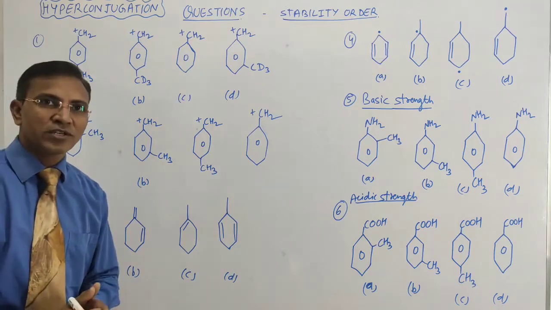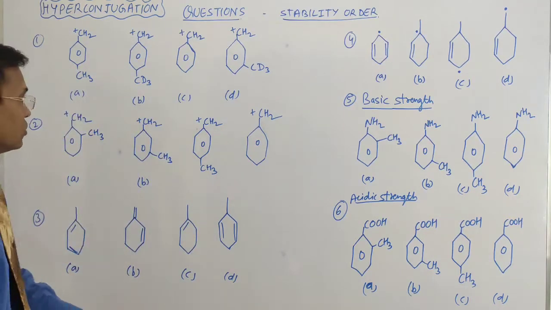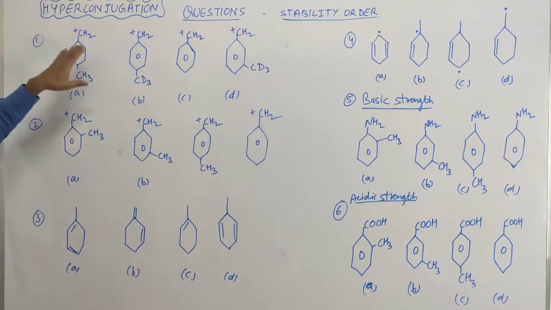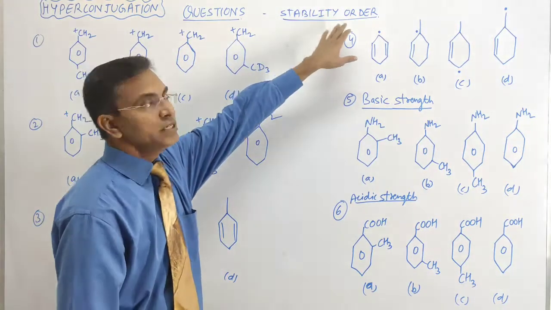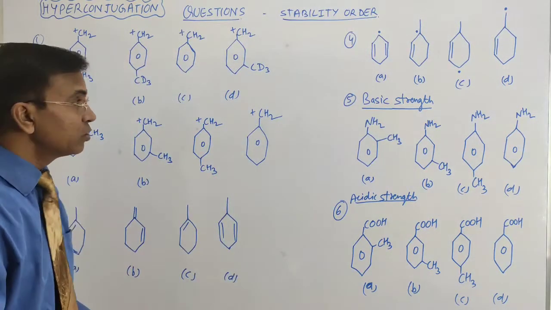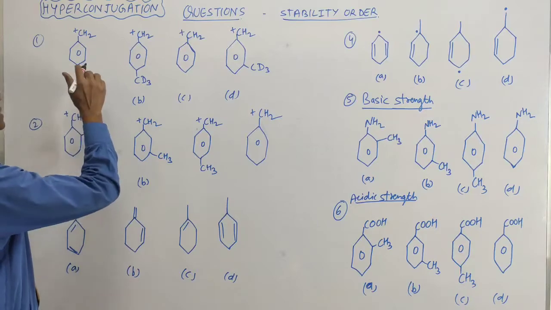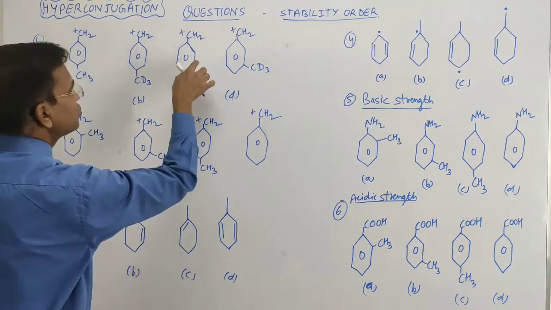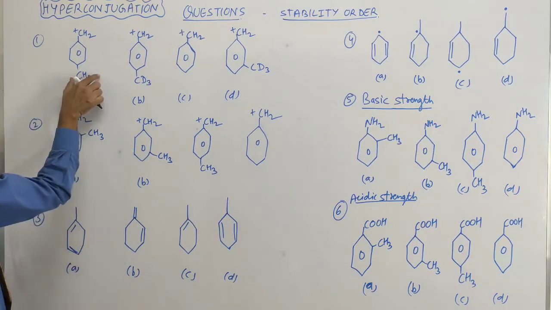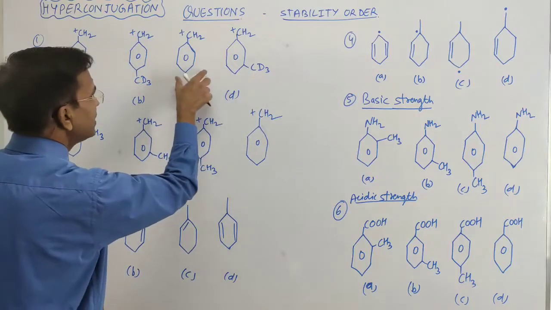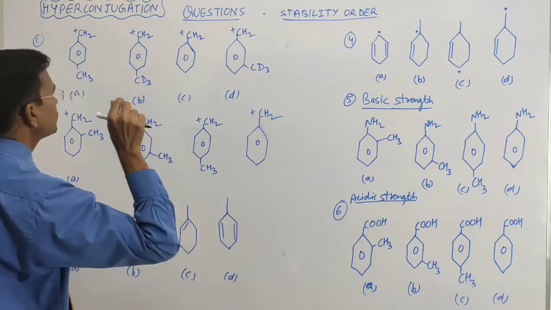So here are some more questions about hyperconjugation. The first question: the four species are given, and we have to identify the stability order. The first one is a carbocation attached to the benzene ring, and the substituents are CH3, CD3, and here is nothing, and here is CD3.